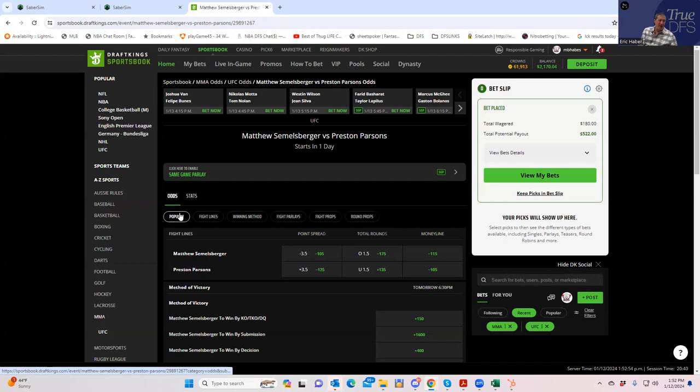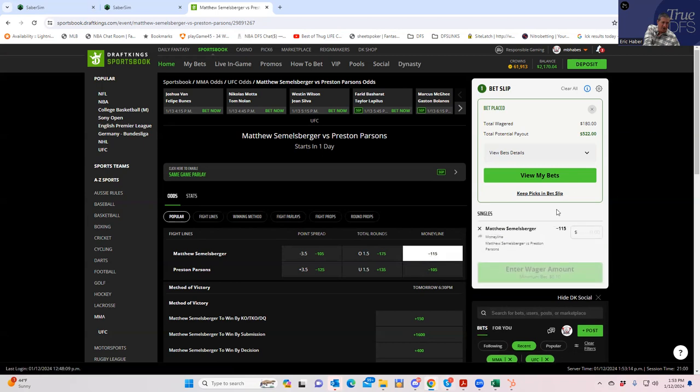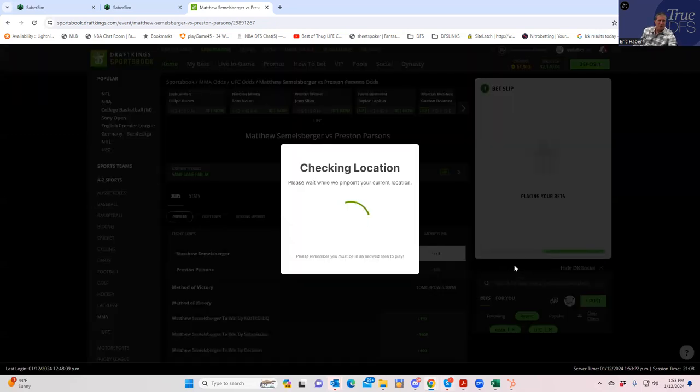So we can't be on the Preston Parsons side. We got to pick something with Matthew Semelsberger. We can either just play him to win, or try to figure out how he's going to win. Unfortunately, there's no real consensus for how he's going to win. So there's nothing really for us to fade. So we're just going to take the minus 115 for Matthew Semelsberger. Now, again, remember, just because we're not being an underdog doesn't mean we're not being contrarian.